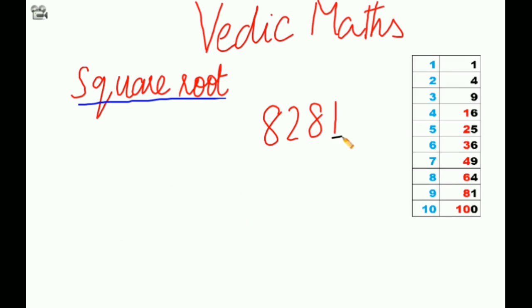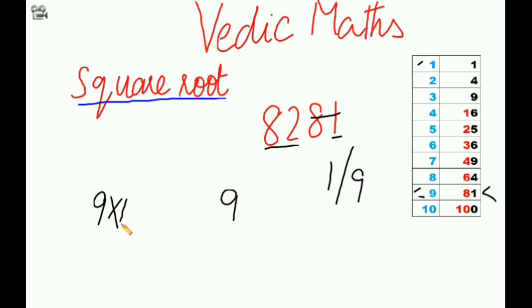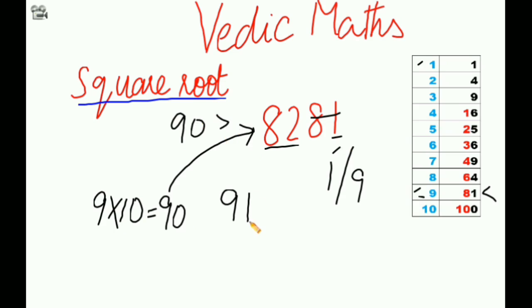Next we go with 8281. 1 comes in 1 and 9. 82. In the table, 81 is lesser than 82. So 9. 9 is the first digit. Next step will be 9 into 10 is equal to 90. Compare 90 with 82. 82 is lesser. So you choose 1. So 91 is the square root of 8281.